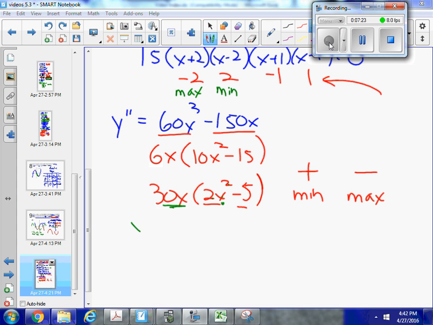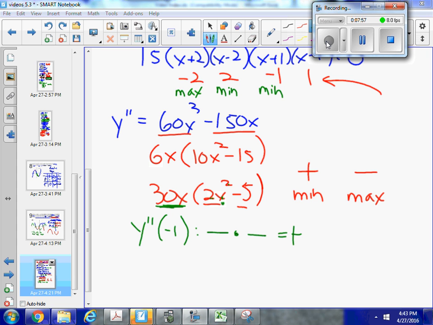What about y double prime of -1? Well, this is going to be a negative, and this is going to also be a negative, because I have 1 times 2 minus 5. So this is going to be negative times a negative, which is a positive. So at -1, I have a positive. That means I'm going to have another minimum.